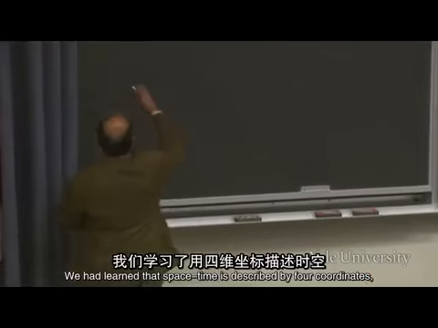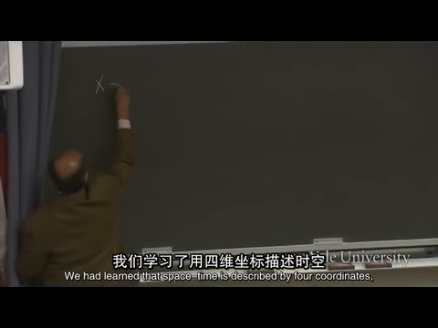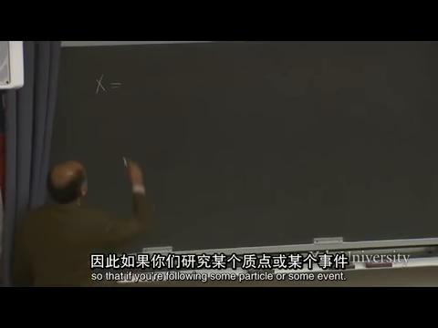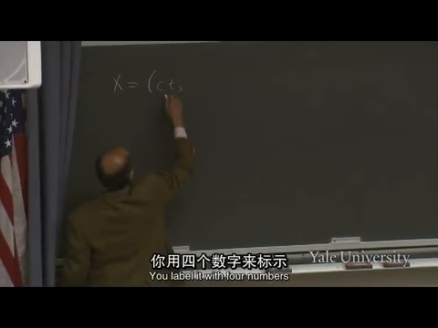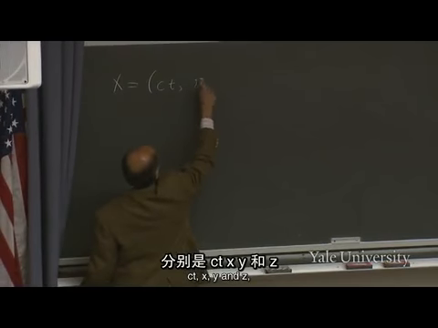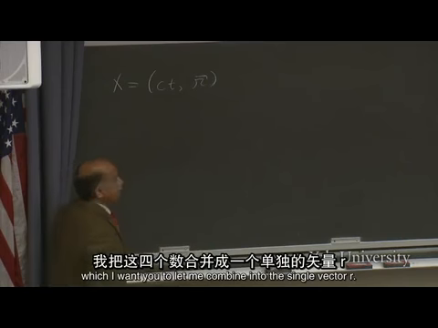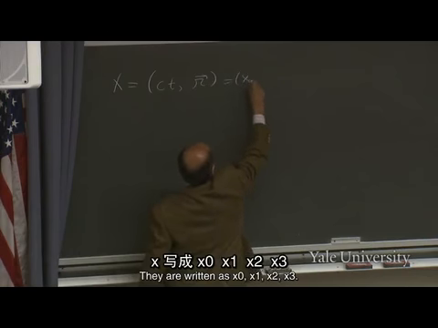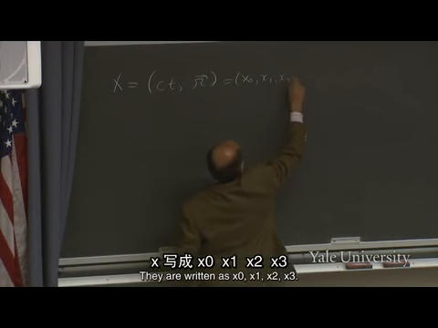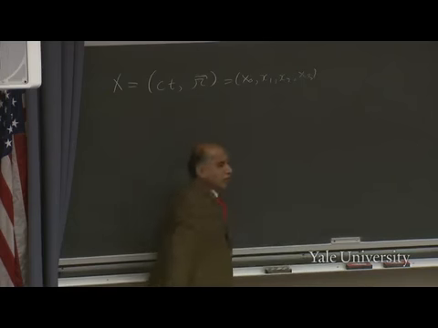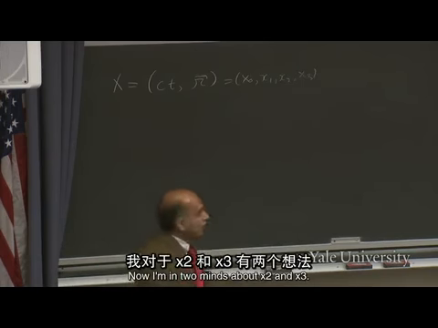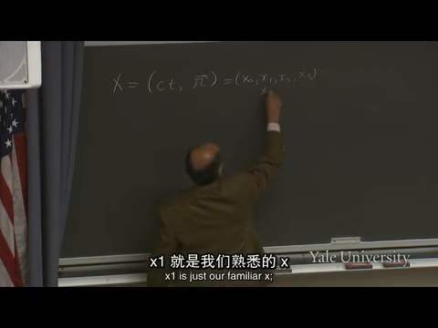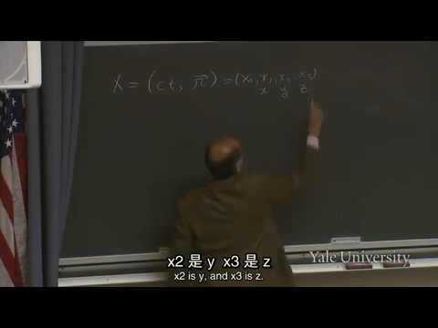We had learned that space-time is described by 4 coordinates, so that if you're following some particle or some event, you label it with 4 numbers, ct, x, y, and z, which I want you to let me combine into a single vector r. And they are written as x0, x1, x2, x3. Now I'm of 2 minds about x2 and x3. Sometimes I carry them around, sometimes I don't. x1 is just our familiar x, x2 is y, and x3 is z.